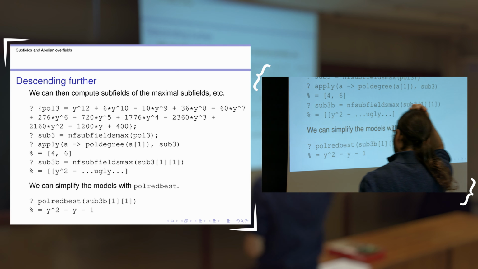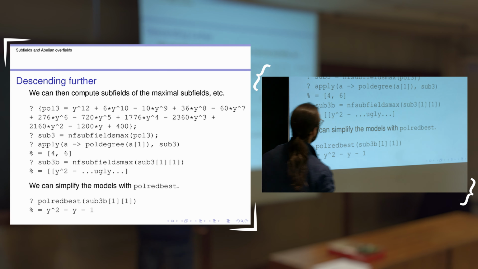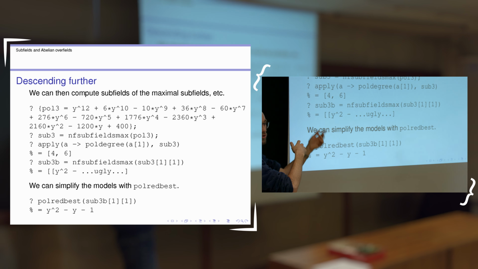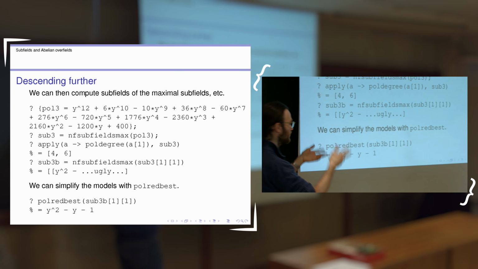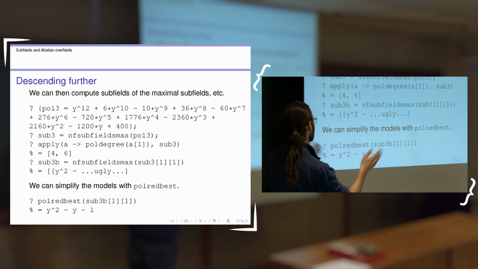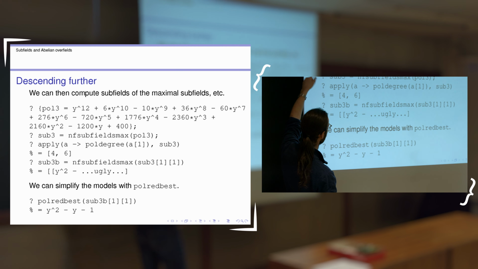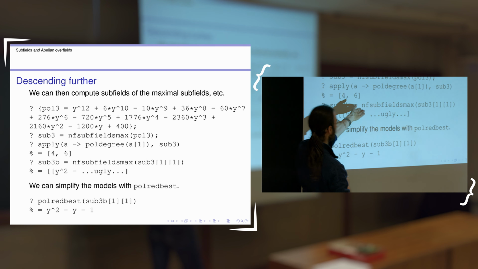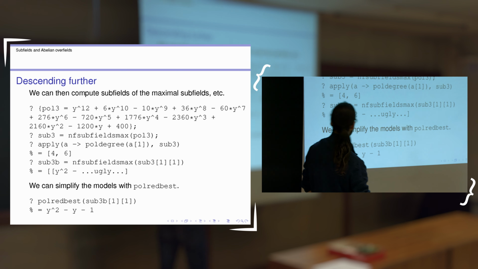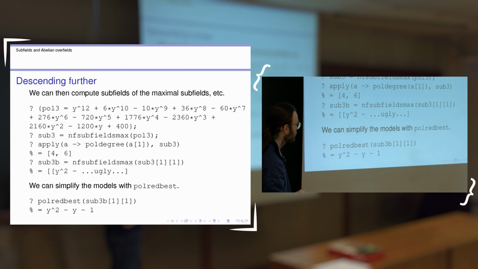Once you compute maximal subfields, you may want to descend further inside the lattice of subfields. Here I'm computing some maximal subfields of this degree 12 field, and we get a degree 4 and a degree 6. Then we can compute the subfields of the quartic, and it has a quadratic subfield.